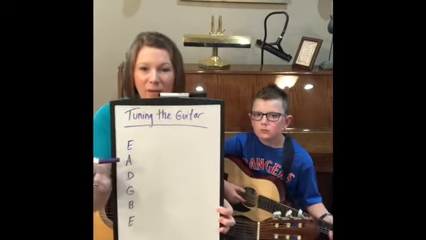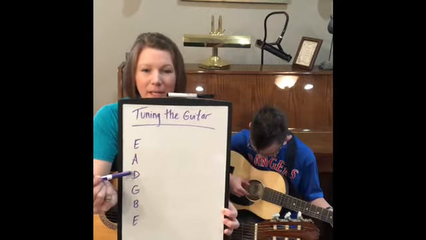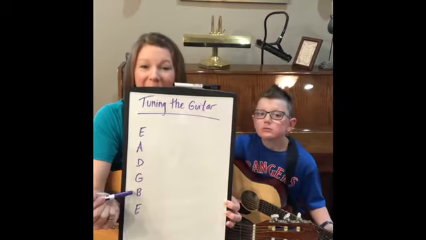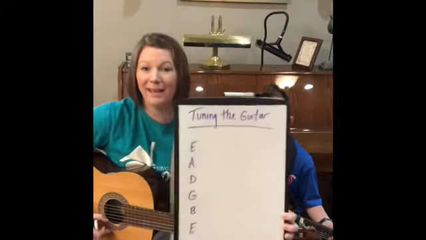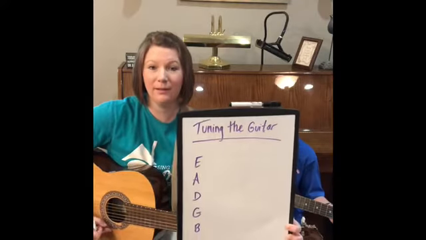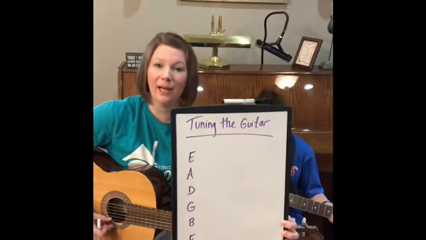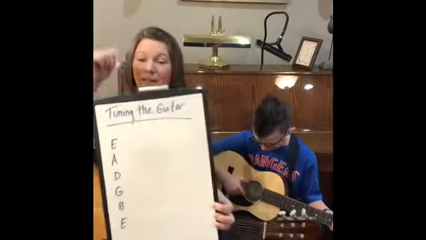okay? The next one up is going to be an A, and we just keep going. D, G, then B, and then another E. Now this E is the thinnest string, and it makes the highest sound. Okay, so we have our low E and our high E. Both of those are E's, they just make a different sound.